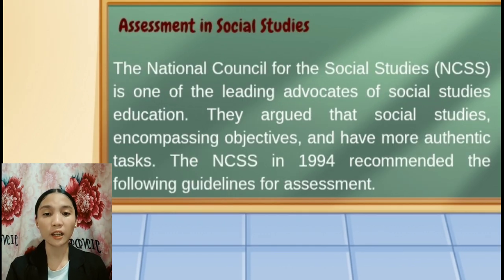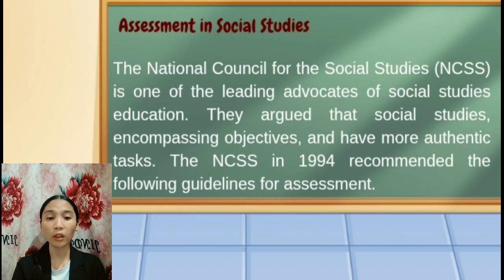Assessment in Social Studies. The National Council for the Social Studies, or NCSS, is one of the leading advocates of social studies education. They argued that social studies encompasses broad objectives and should have more authentic tasks. The NCSS in 1994 recommended the following guidelines for assessment.